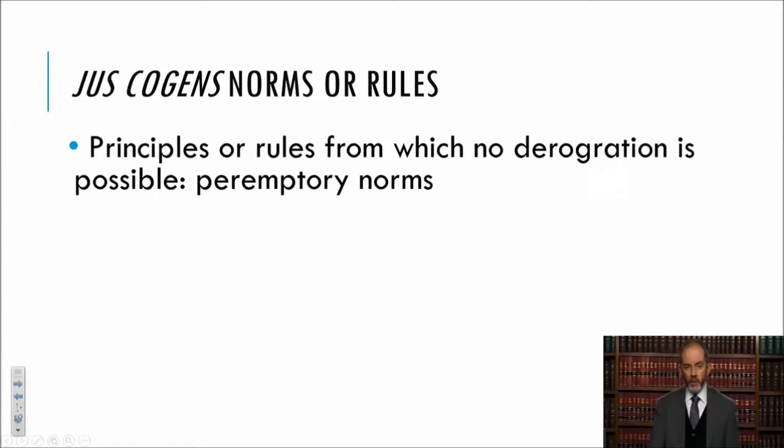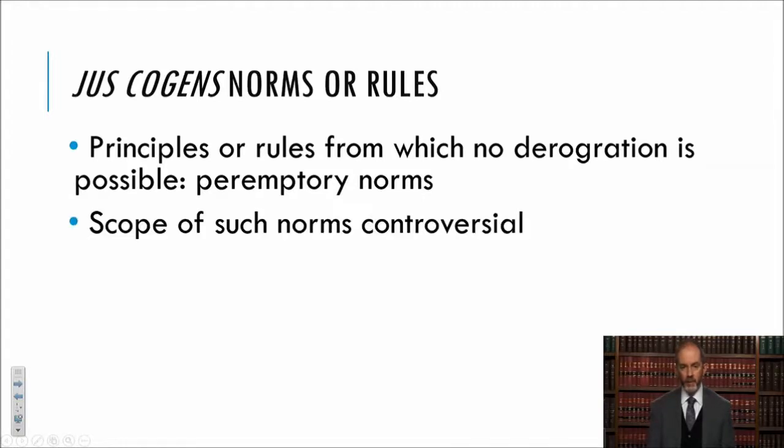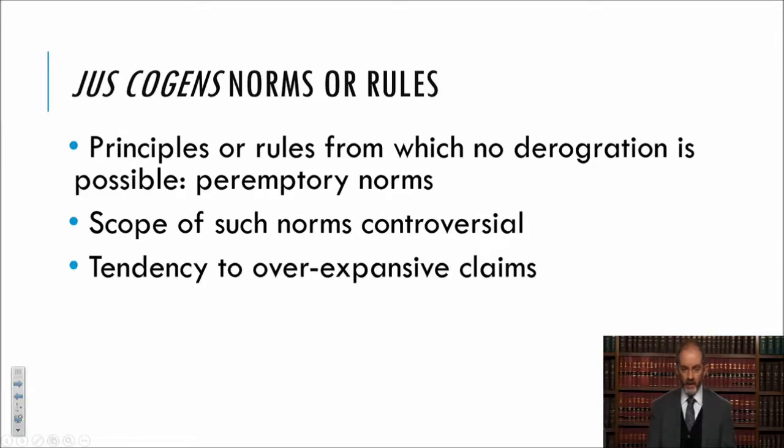And to recap on jus cogens norms and rules. The essential idea is that these are peremptory norms, principles or rules from which no derogation is possible. As I've said, the scope of such norms, the body of rules that has jus cogens status, is to some extent controversial. And there is a tendency, particularly amongst human rights lawyers, towards over-expansive claims about both which rules have jus cogens status and what the ultimate consequences of that status might be. And as I've said, at one level one has to wonder whether, if all one says about jus cogens norms is that, for example, it is illegal to act contrary to them, do we really need to be told that about a concept like genocide or war crimes?